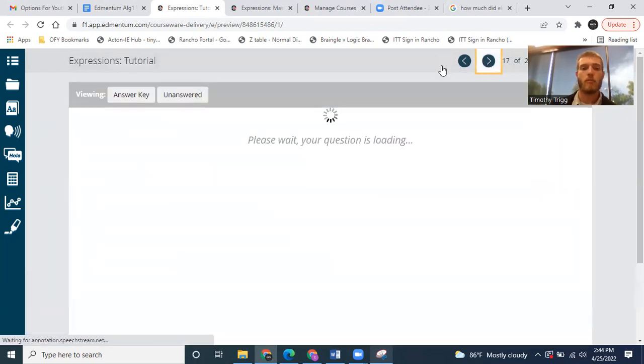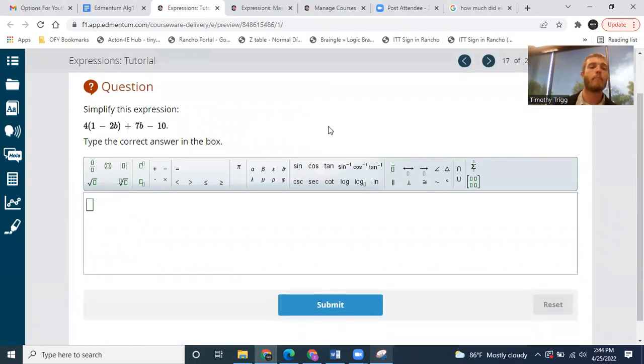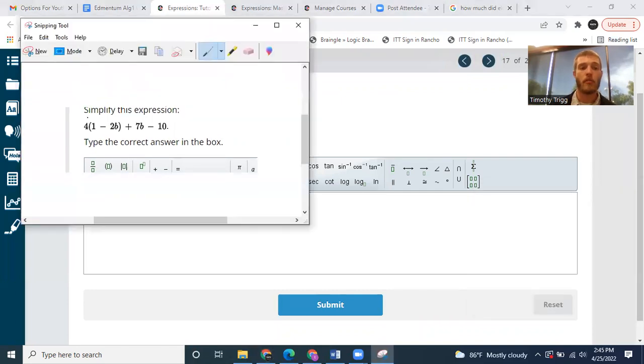Once you got that, let's go and move along to page 17. Here it says simplify the expression. So a couple things with simplifying expressions is we're going to have to multiply some things out. In this case, the 4 that's in front of this parentheses is going to need to be multiplied by what's in the parentheses. So this 4 actually multiplies with both the terms in the parentheses. We call this distributing. So the 4 multiplies with this 1, and the 4 multiplies with this minus 2b.